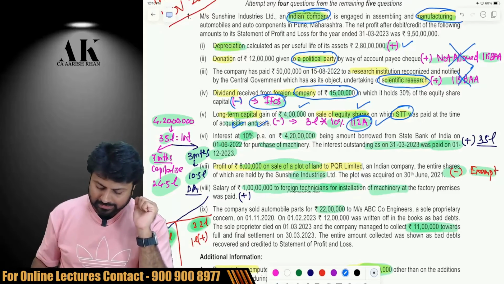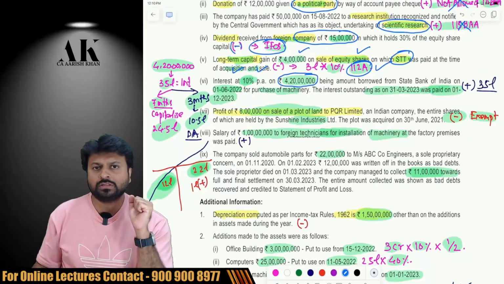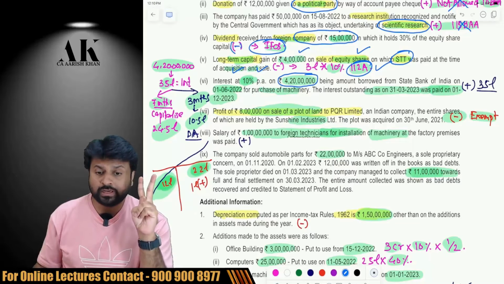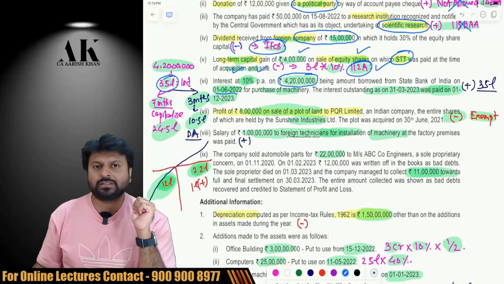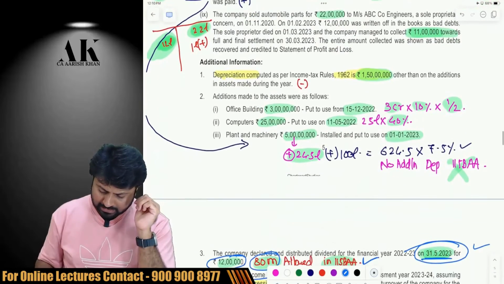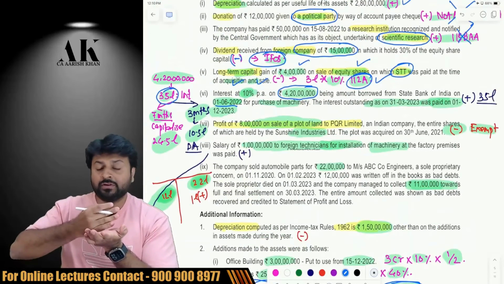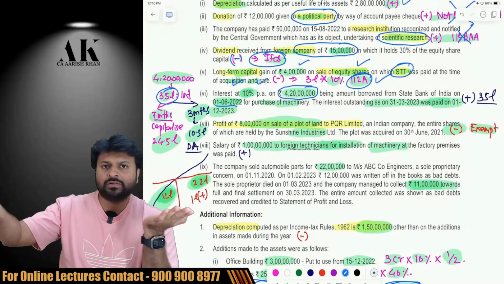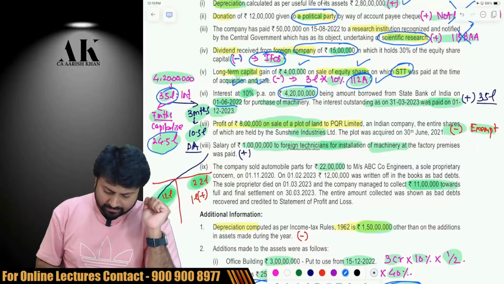Okay. Next one. You have taken a loan of 4 crore 20 lakh rupees on 1st of June. So on that, interest for 10 months will be 35 lakhs. But you have taken this loan for the purpose of purchasing plant and machinery which is put to use on 1st of Jan. So from 1st of June till 31st of December, that is 7 months, you have to capitalize the interest. So 7 months' interest I will capitalize.